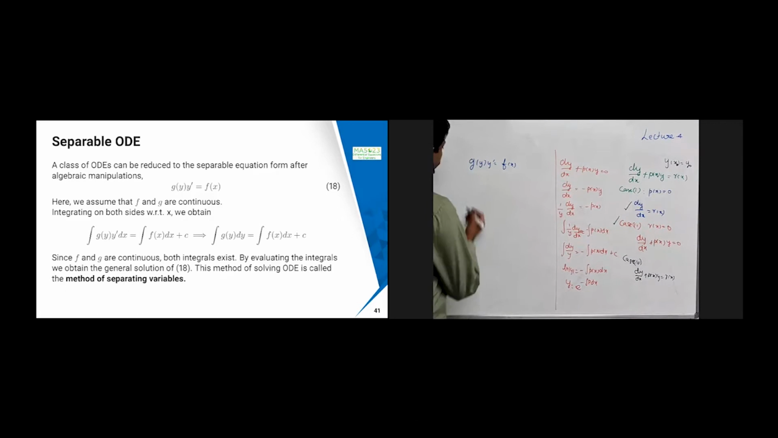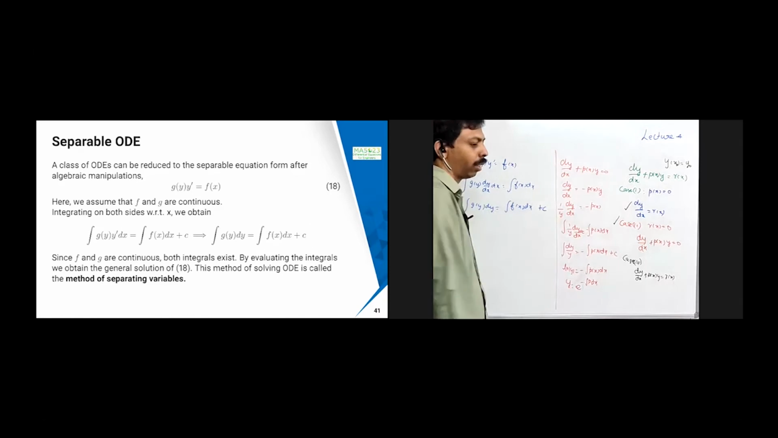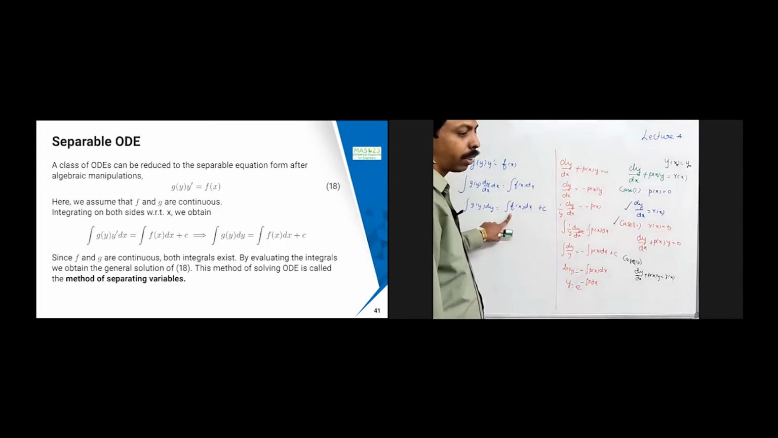In this case, I can integrate: ∫g(y)(dy/dx) dx on one side and ∫f(x) dx on the other. Using the same logic, this becomes ∫g(y) dy = ∫f(x) dx. You can solve this and find the answer, with some constant involved. Since f and g are continuous, these integrals exist, by the fundamental theorem of calculus. This kind of method is called the method of separating variables.